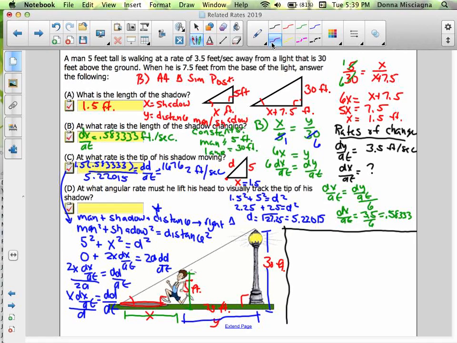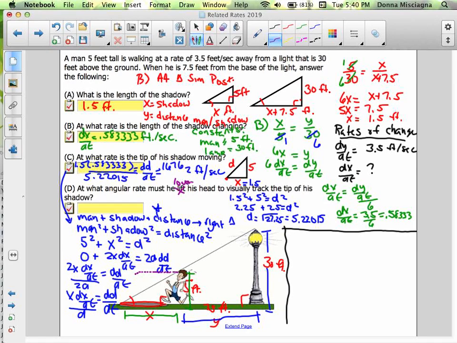At what angular rate must he lift his head to visually track the tip of his shadow? So, must he lift his head? Wouldn't he have to lower his head? At what angular rate must he lift his head? He would have to lower his head.